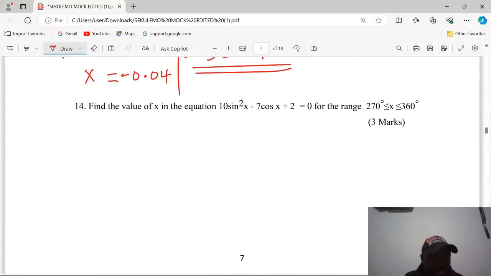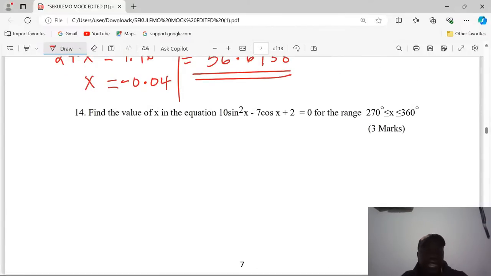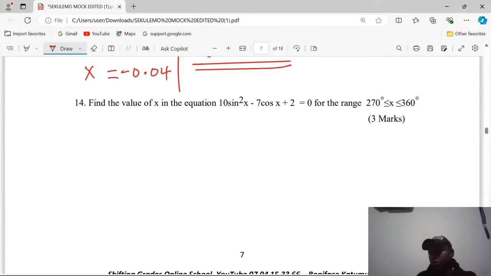Let's look at number 14 towards the end. Find the value of x in the equation 10 sine squared x minus 7 cosine x plus 2 equals 0 for the range between 270 and 360. So we are going to solve this equation.